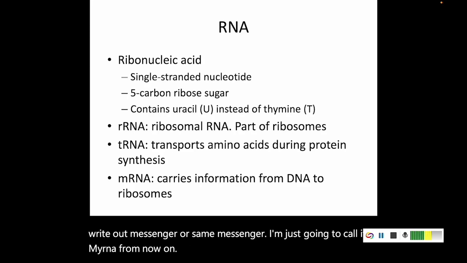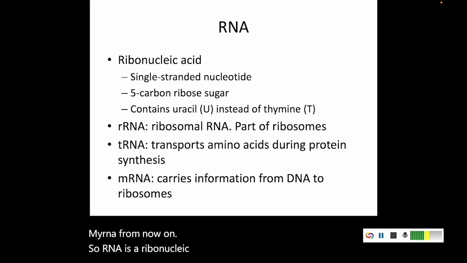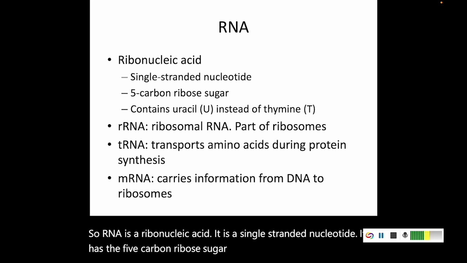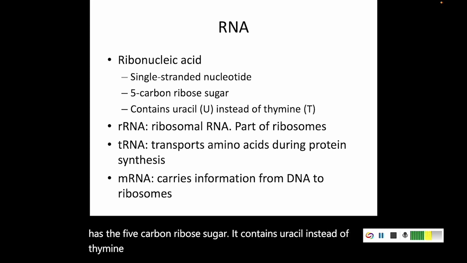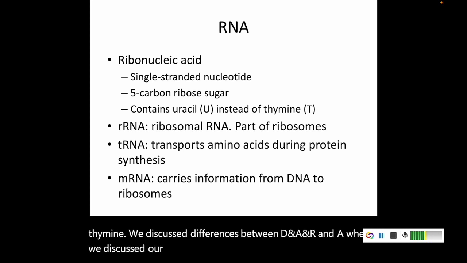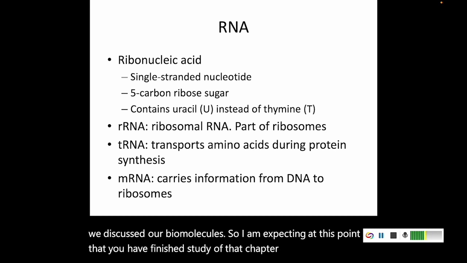So RNA is a ribonucleic acid. It is a single-stranded nucleotide. It has a 5-carbon ribose sugar. It contains uracil instead of thymine. We discussed differences between DNA and RNA when we discussed our biomolecules. So I am expecting at this point that you have finished study of that chapter, so we're comfortable discussing RNA.